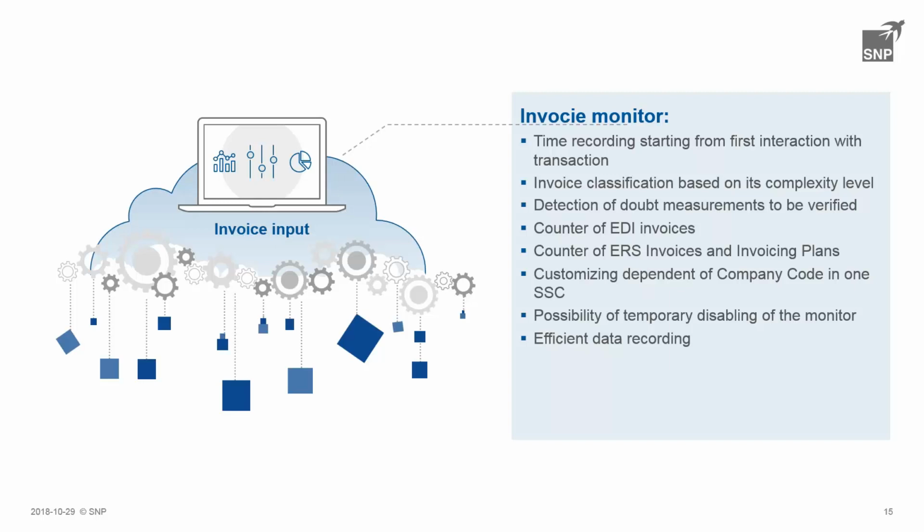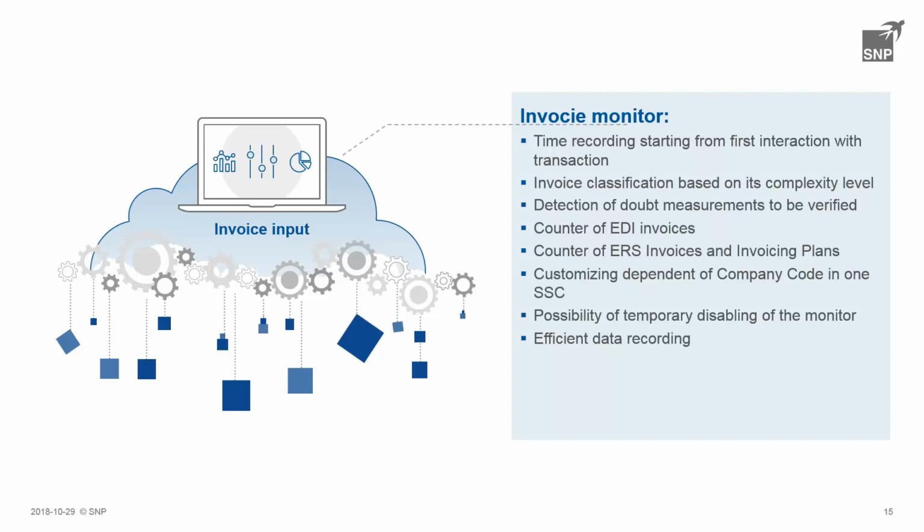via ERS, for example. Invoice monitor could be set for particular company code, which allows to, for example, enable invoice monitor for not all company codes within one shared service center. It is also decided on the company code level whether unusual measurements should be traced.